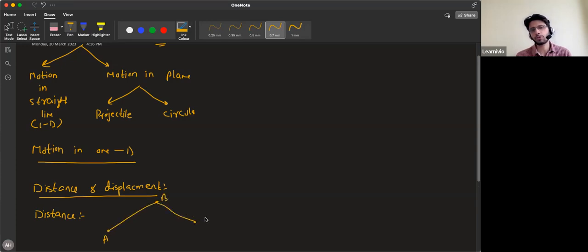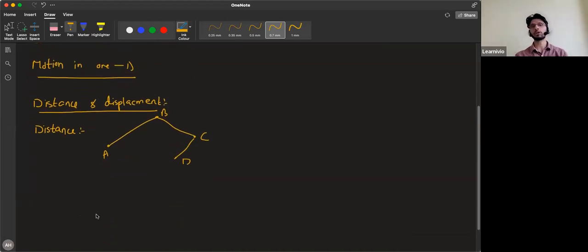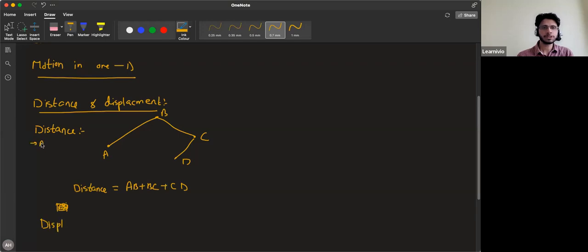So if a body moves from A to B, B to C, and C to D, distance here means the total path covered by the body. So the distance here is AB plus BC plus CD, while displacement is the shortest path. So distance is the actual path. It is a scalar quantity, and its SI unit is meter.